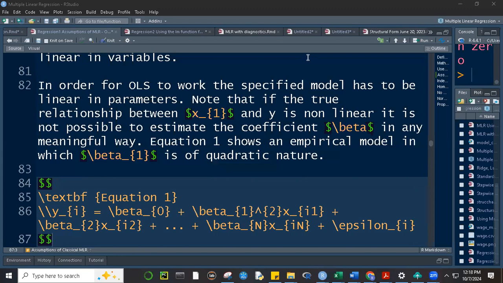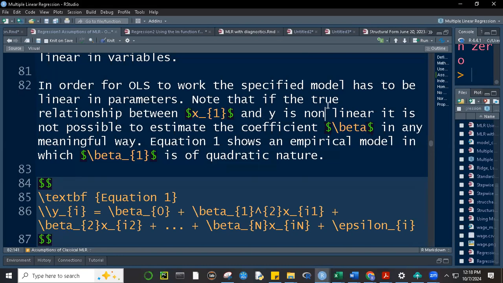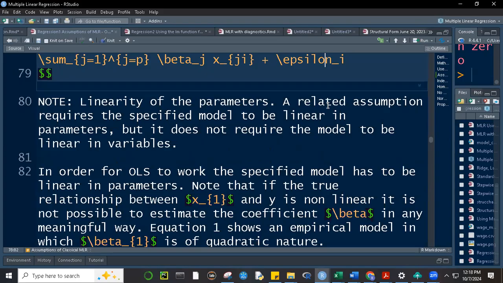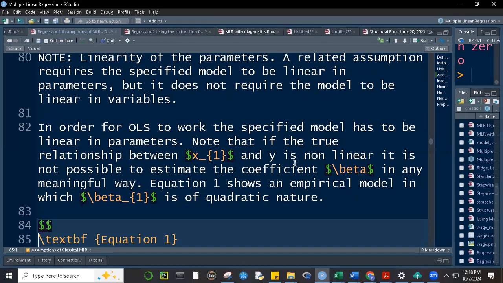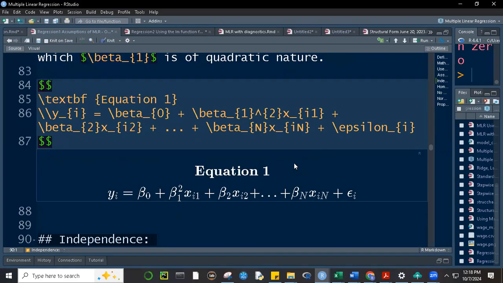Let's see, class. Linearity of the parameters, class. So what do we mean by this? It's explained here. Our betas, class, should also be linear. Take a look at this. The betas, the parameters, cannot be non-linear. So beta squared, not allowed. Square root of beta, not allowed. 1 over beta, not allowed, class. So that's a very important assumption also.